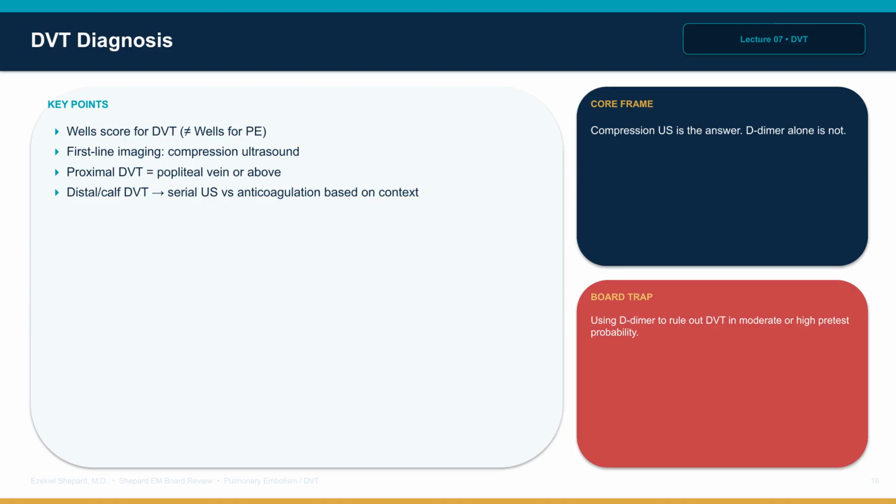DVT diagnosis starts with the Wells score for DVT, which differs from the PE Wells score. Compression ultrasound is the first-line imaging test. Proximal DVT is defined as clot in the popliteal vein or above, with the superficial femoral being the most commonly involved, and proximal clot always gets treated. Distal or calf vein DVT is the debate. Surveillance ultrasound at 1 week versus anticoagulation. Symptomatic calf DVT generally gets treated. The board concept is that compression ultrasound is the answer for DVT diagnosis, not D-dimer in isolation.